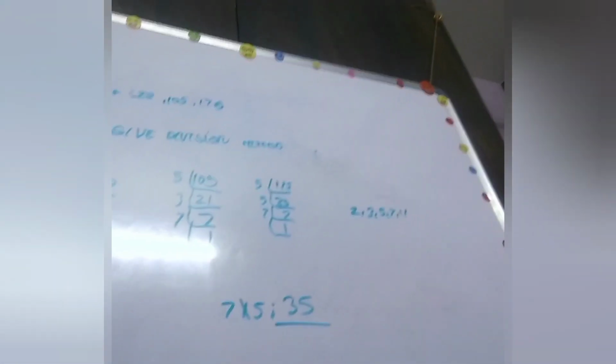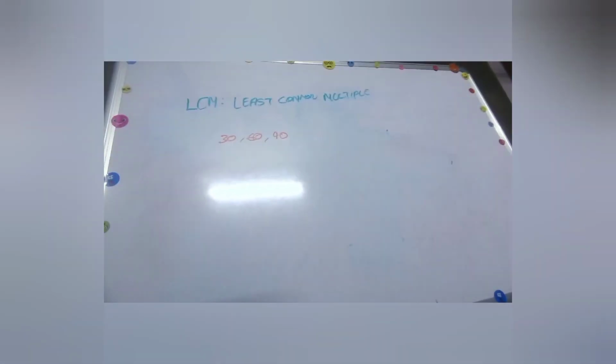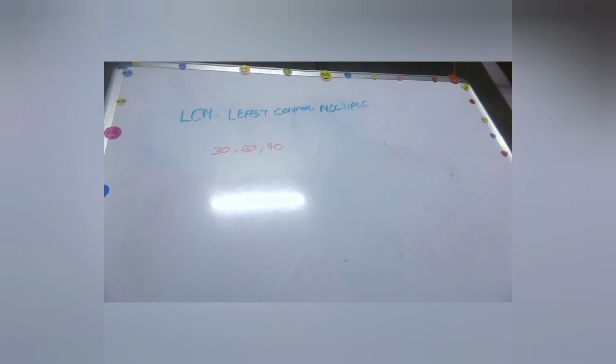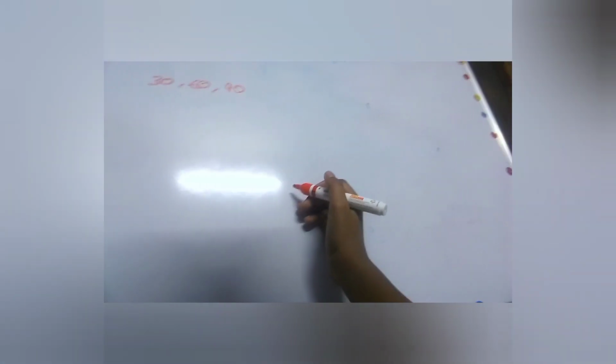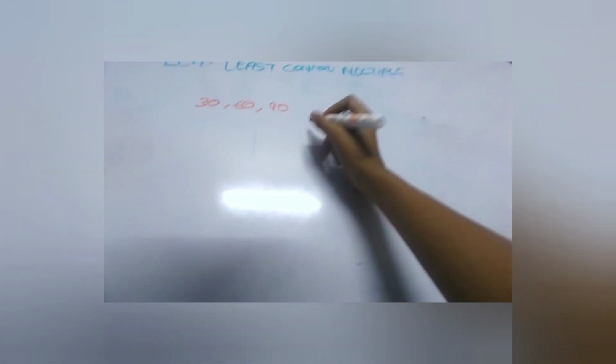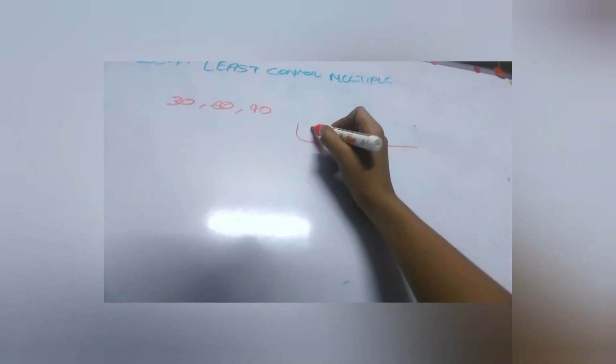Now let's find out for other things. Okay, so LCM stands for least common multiple. So 30, 60 and 90. How will you find the LCM for these three? You just got to do successive division method, but kind of in a different way. You got to write 30, 60, 90. You got to do it all together.